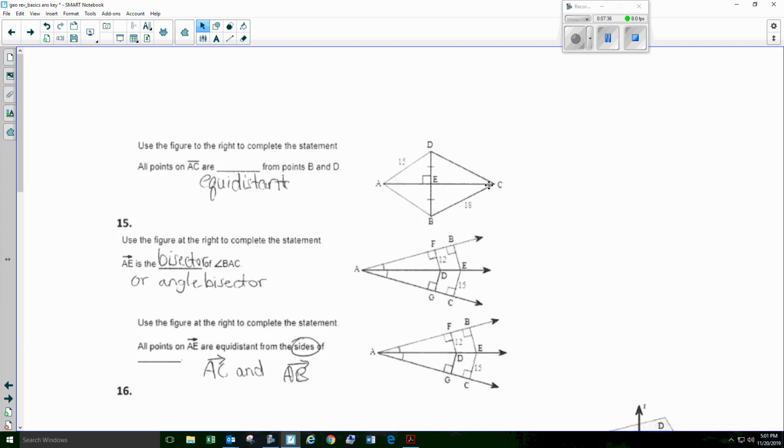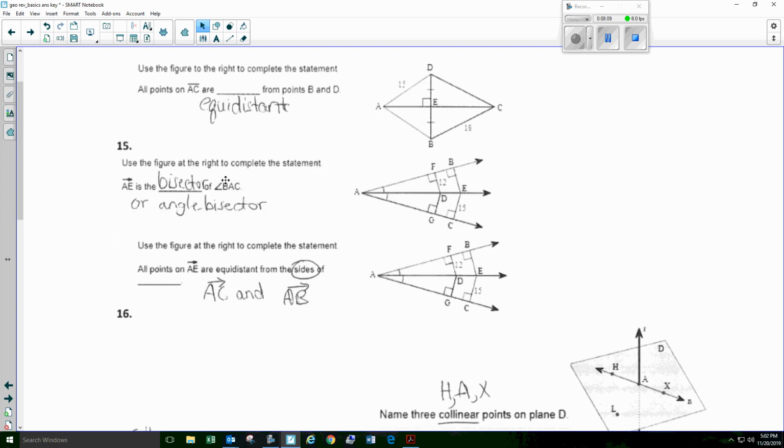Any points on the perpendicular bisector are always equidistant from the endpoints, B and D in this case. So if I take that point, from there to there is equidistant as it is from there to there. Or if I take this point, from there to there is equidistant as it is from there to there. Remember, that's what the perpendicular bisector theorem says. We had that theorem on our first unit review packet, so you can even go back and see it there.